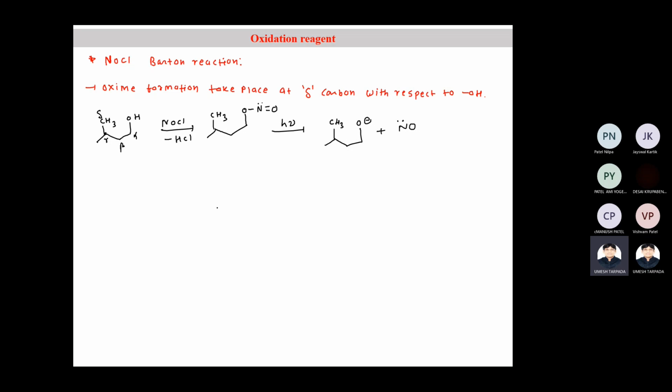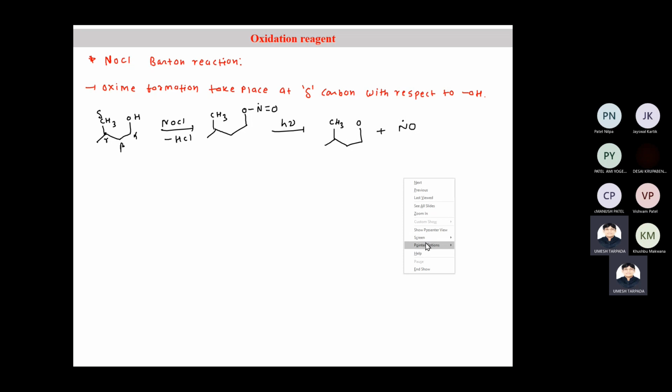See, ultimately here, sorry, this is a homolytic cleavage, not a heterolytic. One electron is already with nitrogen. This bond undergoes cleavage, so here only one electron comes. This is a homolytic cleavage in this way. One electron is on nitrogen and the second is on oxygen.